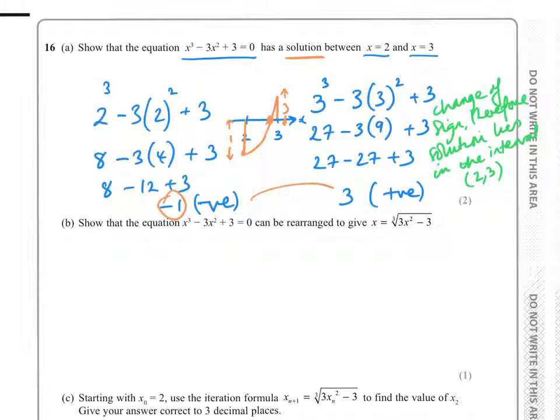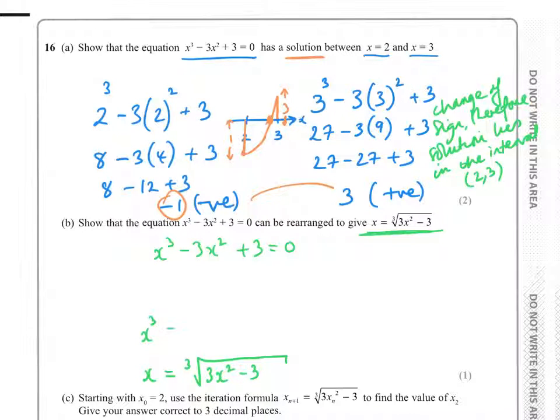Show that the equation x cubed minus 3x squared plus 3 equals 0 can be rearranged to give this. Well, one neat way of doing it in the exam, which is a bit of a shortcut, is to write the answer at the end, and then you can undo it. So you can cube both sides, and then you can take 3x squared from both sides, add 3 to both sides, and then you're left with where you started.